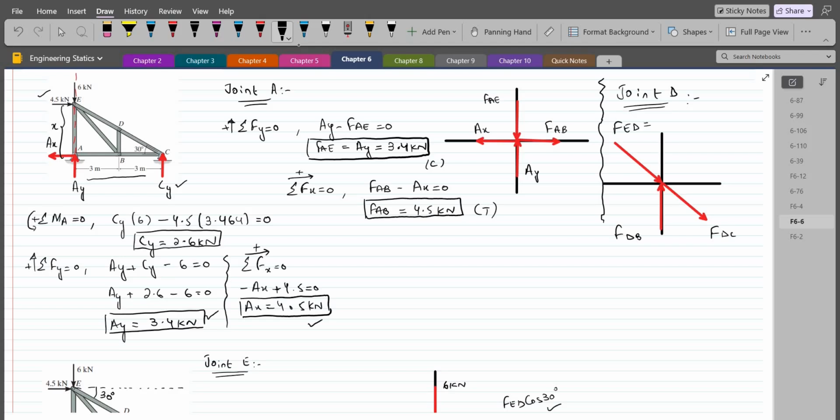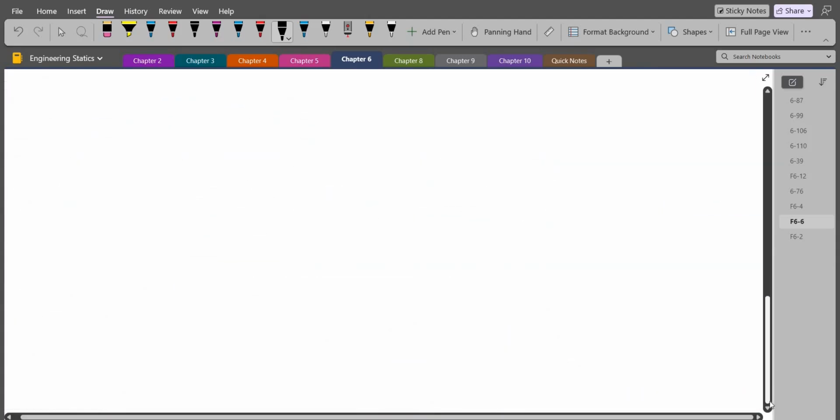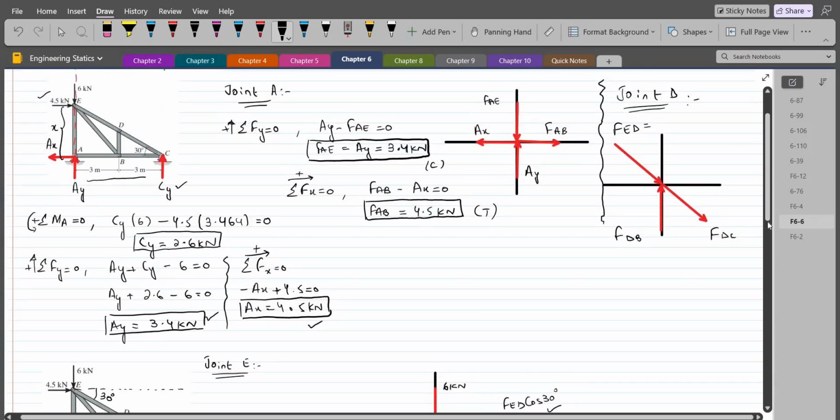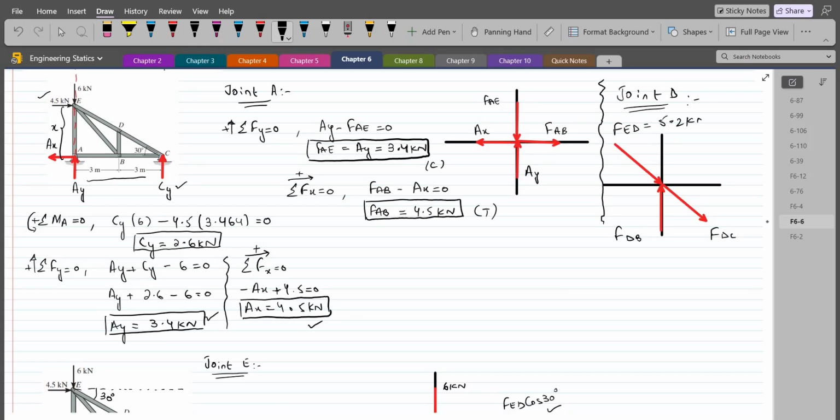And since I have correctly drawn the direction for the FED force, which is compressive, I no longer have to put the negative sign with the 5.2 kilonewton. I can just put the positive sign because I have correctly drawn its direction this time, which is compressive in nature. It's just the 5.2 kilonewton.